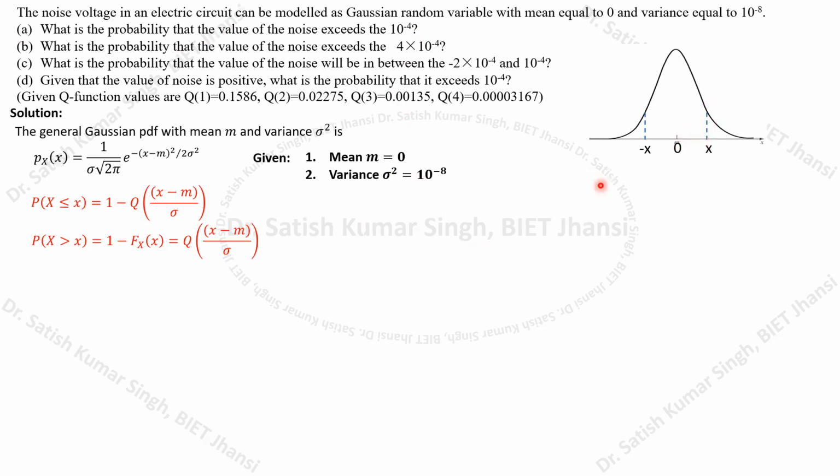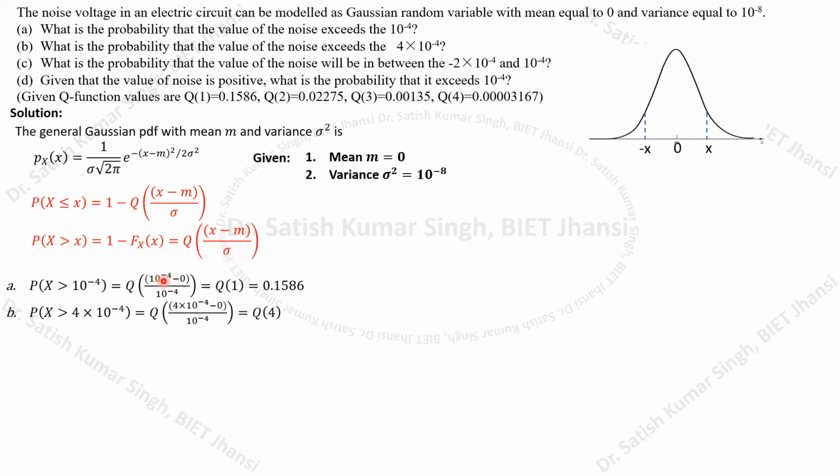We have to find the probability that this noise voltage X will be greater than this particular value. We can write this as the probability that the random variable X is greater than 10 to the power minus 4, and we can use this formula: Q of (x minus M) by sigma. Substitute small x as 10 to the power minus 4, minus M. This M value is equal to 0, because it is a Gaussian random variable with 0 mean.